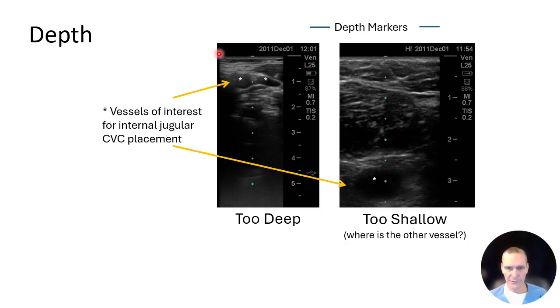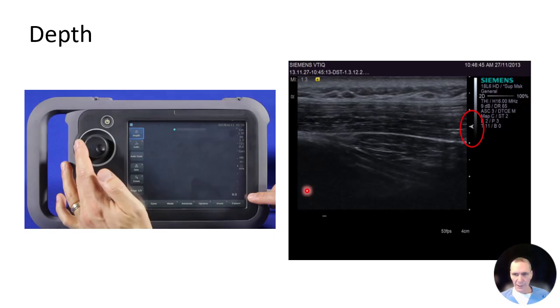Your goal here is to have the image you're looking at near the middle of the screen. If you're putting in a line, this is way too deep. You need to adjust your depth. So you're probably 2.5 centimeters or so, and definitely not 6. Again, here are your depth markers, and you can adjust the depth. All the machines are a little different, but you'll have a depth button, and you either scroll to the right or to the left to increase or decrease.